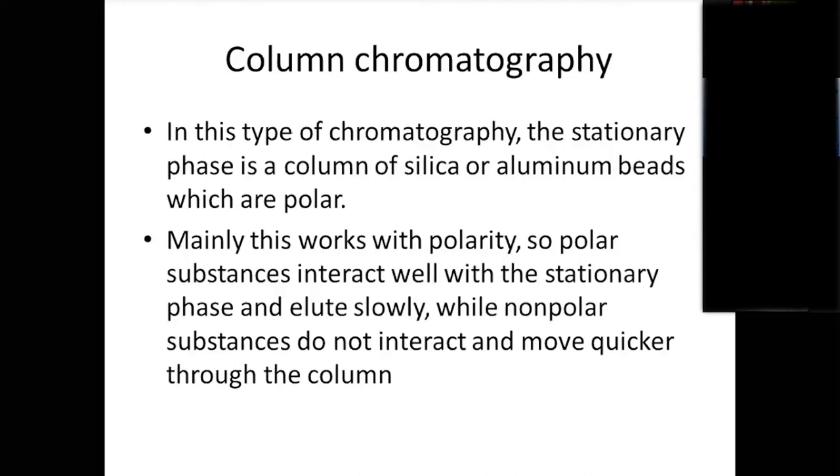Next up is column chromatography. In this type of chromatography, the stationary phase is a column of silica or aluminum beads, which are polar. Mainly this works based off polarity. That's how it kind of filters.